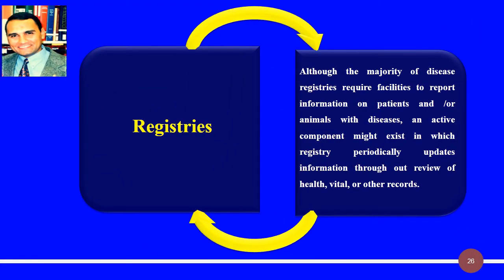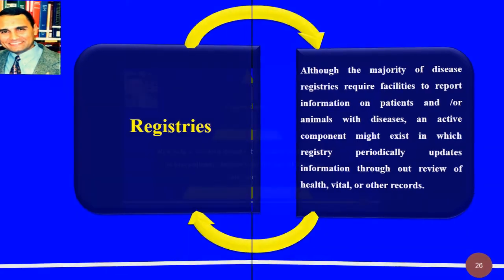Although the majority of disease registers require facilities to report information on patients and all animals with disease, an active component might exist in which the registry periodically updates information through review of health, vital, or other records, such as vaccination programs.